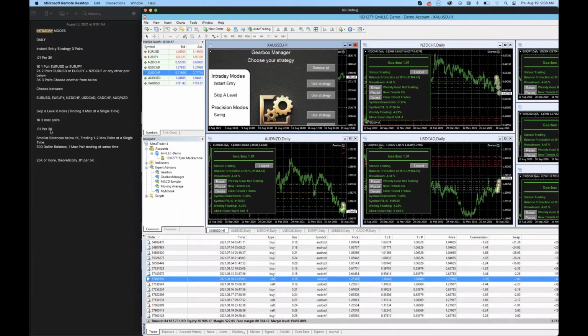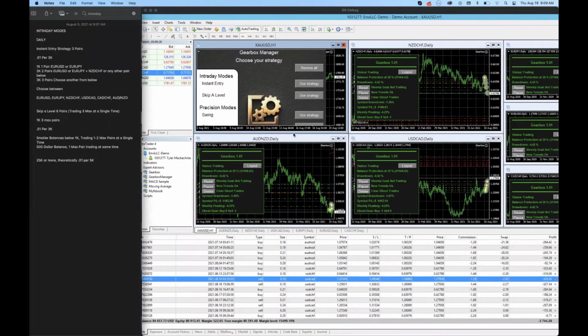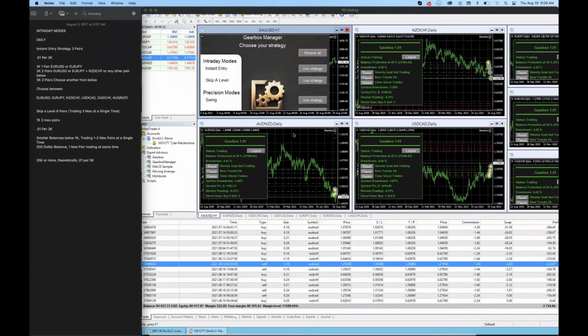And your lot size needs to be a little more conservative than precision modes. You got to go 0.01 per 3,000. But then on top of that, it takes it back lower, where you can kind of manage more risk and more exposure also into the market occasionally by doing this. If you have a balance over 25,000 using intraday modes, I would actually go even more conservative at 0.01 per 5,000.